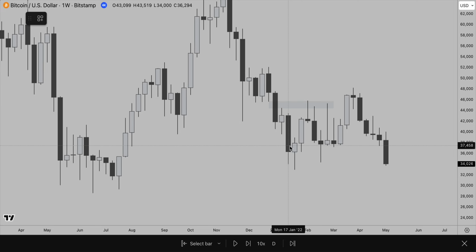And the reason why we want to look at fair value gaps is we know that price is going to come back at some point into this area to mitigate the inefficiency, to balance price action.